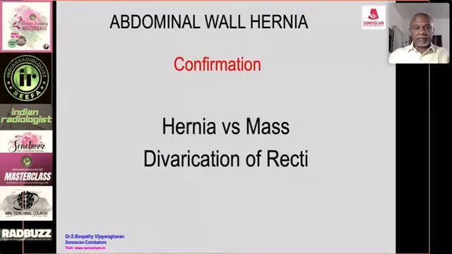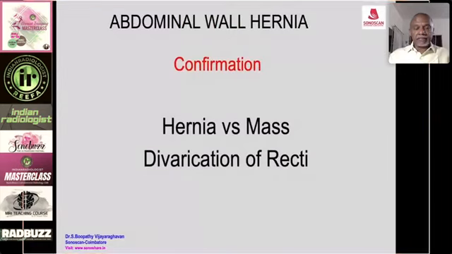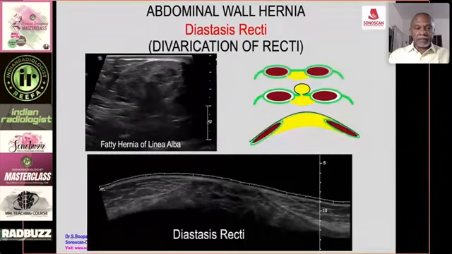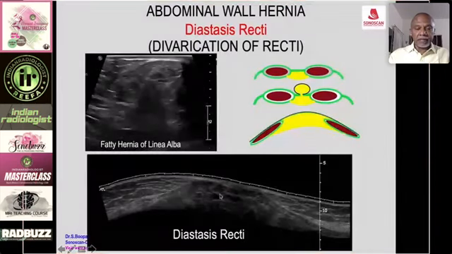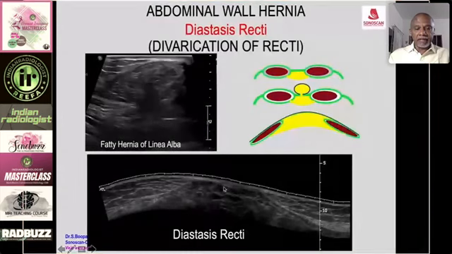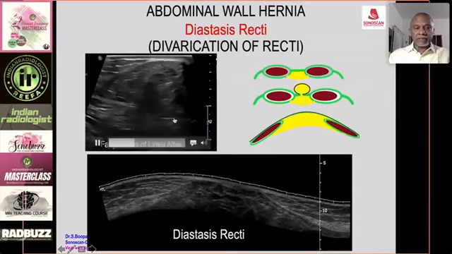Next is the confirmation. By the technique you confirm, and in certain situations you have to differentiate from a mass and a divarication of recti. Divarication of recti is where the rectus abdominis muscles are separated, and the linea alba in between gets weakened so that the contents bulge outside. This has to be differentiated from the hernia of the linea alba, where there is a defect and there is protrusion.